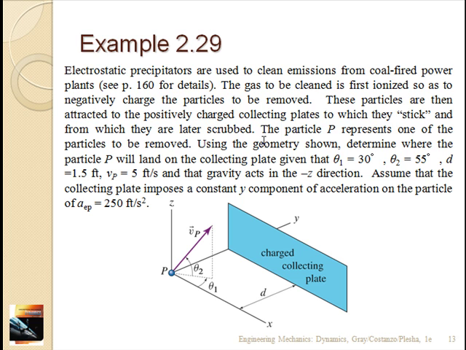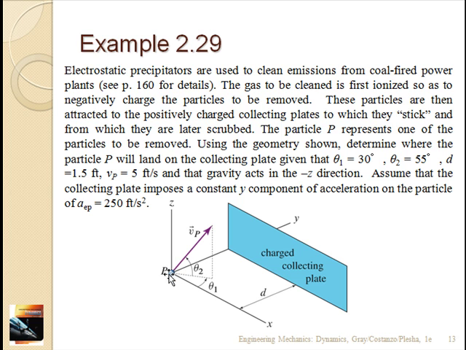So let's look at some examples. The first thing is what's called a precipitator, which is used to pull particulate emissions out of the exhaust of a coal plant. So the idea is you have a charged plate, and these particles are charged, and so there's an electrostatic force on them, and we want to know the path of the particle.